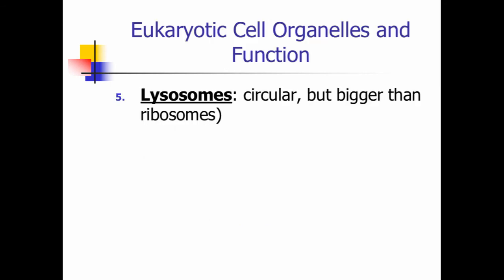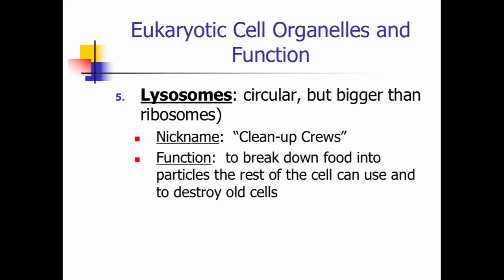And so another one we're going to talk about is lysosomes. Lysosomes are circular, but they're not a ribosome. They're bigger than a ribosome. We call these our cleanup crew because their function is to break down food into particles the rest of the cell can use, and also to destroy other parts that are not working efficiently or are damaged.